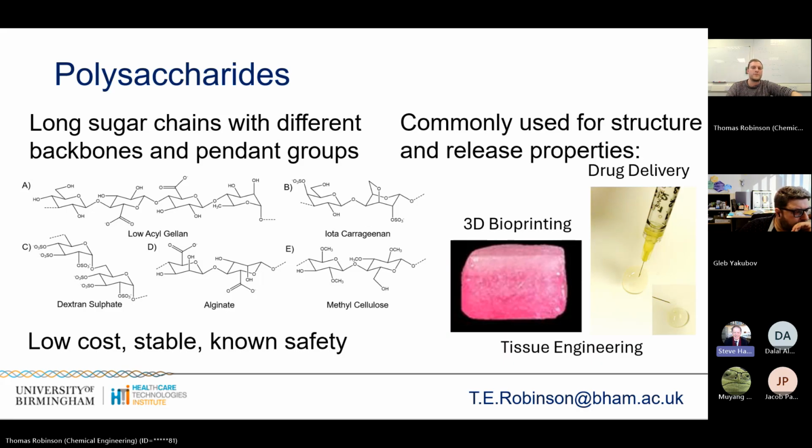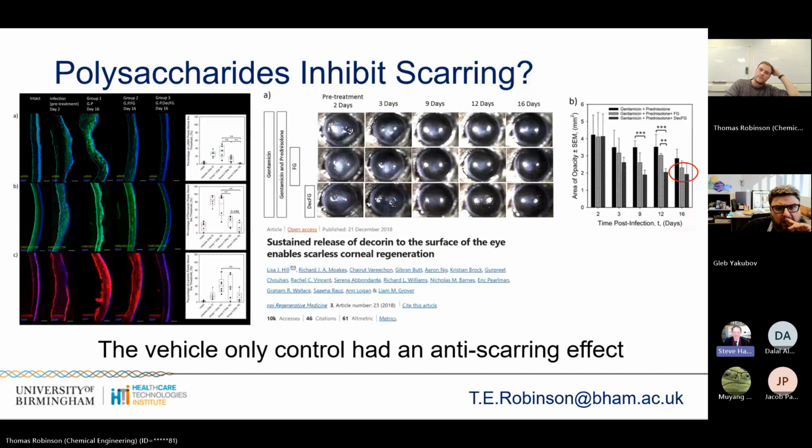But generally, we think of them as being relatively biologically inert. They're biocompatible, as we say, but we don't really think about them too much for their biological role, if you like. And there's a couple of studies that really kind of inspired this work, but this is the one I want to talk about. So this was a model of scarring in the eye, and this is a rat model.